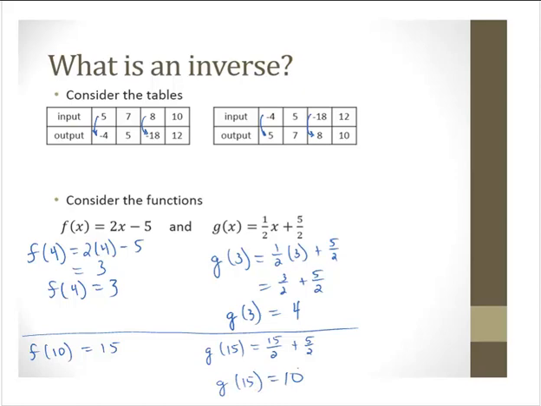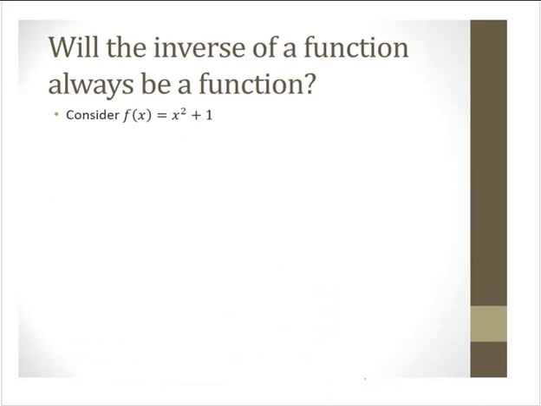So these functions undo each other in a sense, or they invert the ordered pairs, right? For f, we had the ordered pair (10, 15). For g, we had the ordered pair (15, 10). And we could do that with many different values of x. So then the question sometimes comes up, will the inverse of a function always be a function?